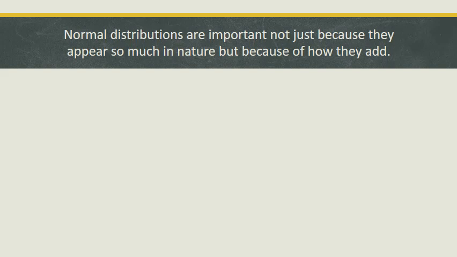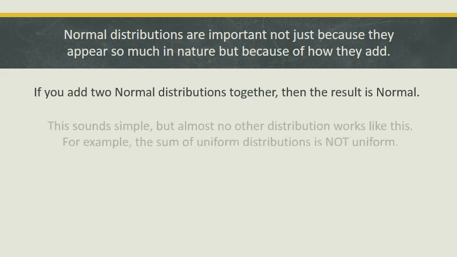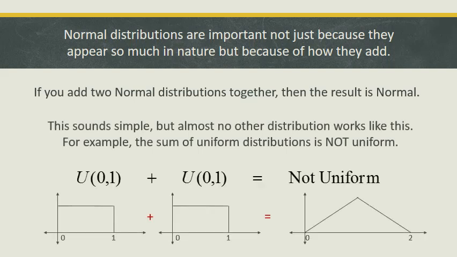The normal distribution is not just everywhere in nature, it also has a very unique property that it adds up. So if you add two normal distributions together, then the resulting distribution is still normal. That's actually very unusual. For example, if you take two uniform distributions and add them together, you get a triangular distribution. And most distributions behave like this. If you add two of the same distributions together, then the result will be some different distribution, but not the normal. The sum of normals is still normal.